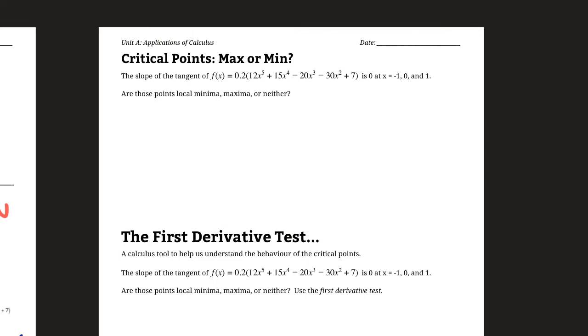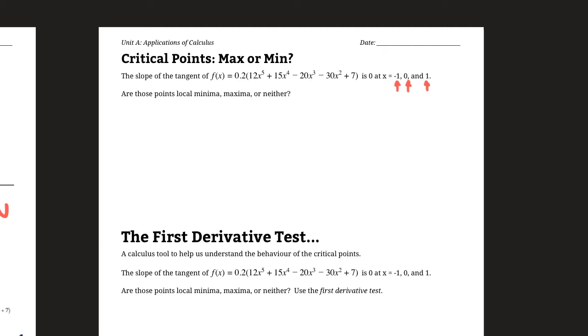So let's say we're given an equation, this complicated equation right here, and we're asked to find, are the critical points maxima, minima, or neither? The critical points being the locations where the slope is 0. So it actually is telling us that the slope is 0 at x equals -1, at 0, and at 1. So we have 3 values. Are those values maxima, minima, or neither? How can we find it?